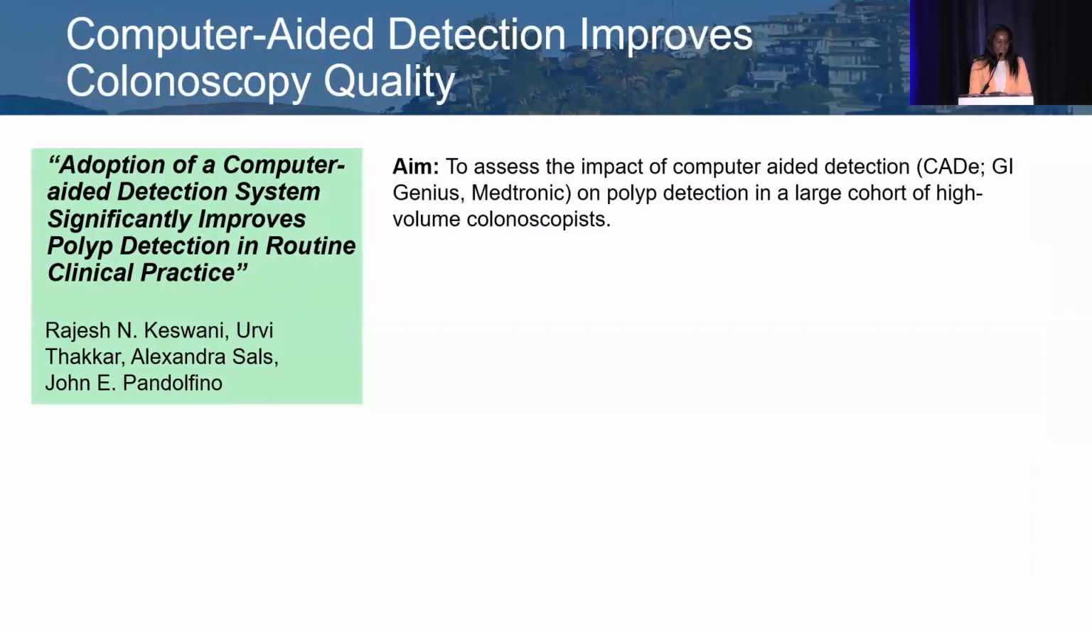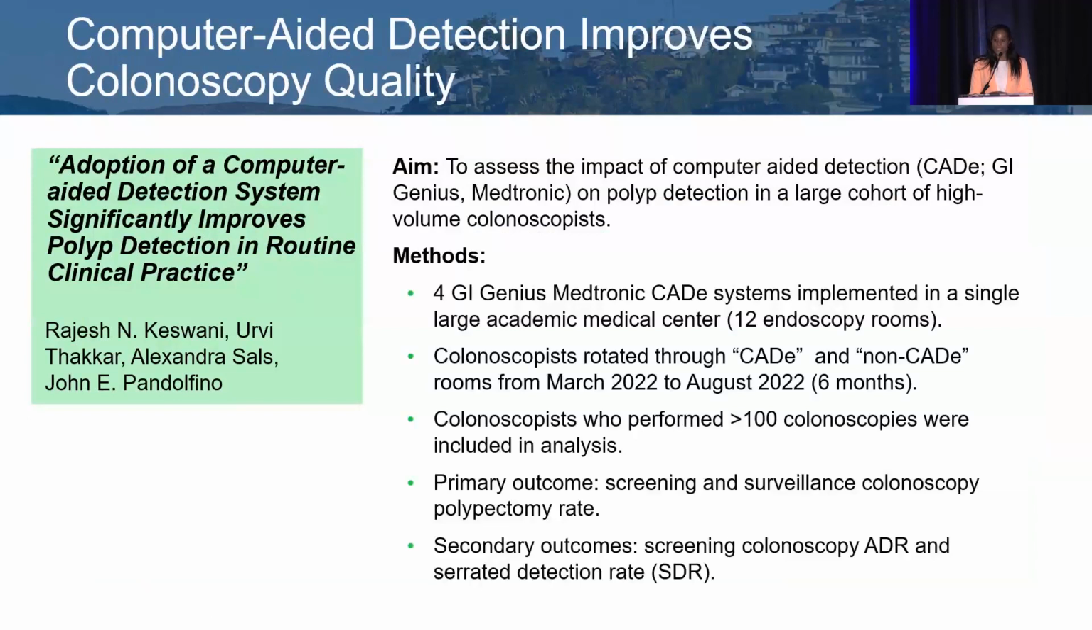The first here was an abstract that looked to assess the impact of a computer-aided detection device from Medtronic on polyp detection in a large cohort of high-volume colonoscopists. Now, in this study, they used the GI Genius Medtronic CADe system in a single academic medical center. They have 12 rooms in this setting, and they had designated some rooms as having the GI Genius and some rooms as not having. And they let the colonoscopists rotate through the rooms over a 6-month period of time, and then looked at how the quality varied by individuals that were more likely to use the CADe detection devices versus not.